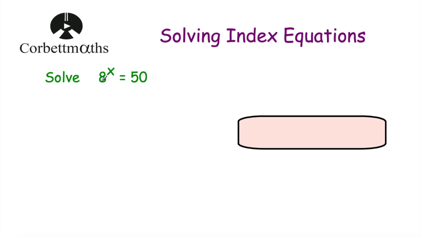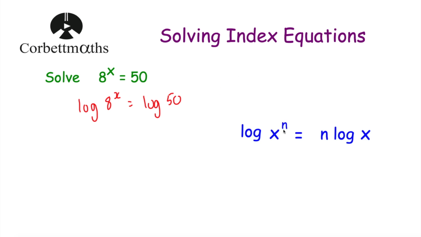So one approach we can use to solve this is to take the logs of both sides of this equation. So we can take the log of the left-hand side, so that'll be log of 8 to the power of x, and then that'll be equal to the log of 50. Now, we want to find out what x is. So remember our laws of logarithms. If we look at that third law of logarithms, if we've got a power, we can bring it down. So here we can bring this x down, and if we do that, we'd get x times the log of 8 is equal to log 50.